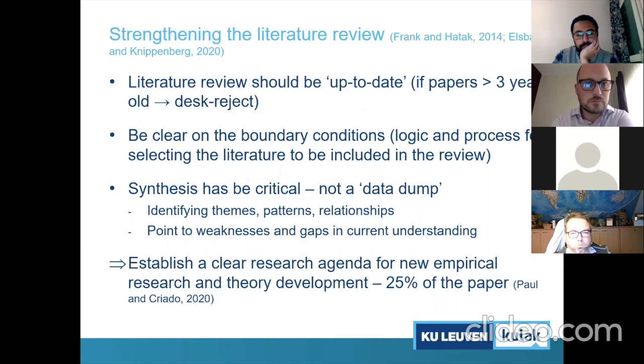A second set of pointers here is that the literature review should be, quote, up to date. If an editor receives a systematic literature review and the most recent paper is 10 years old, then the chances of getting through the desk reject are probably low. Crucial is that you're clear on the methodological approach that you use. And so be very explicit in every single step of the methods, both in terms of selection and in terms of how you analyzed the papers.